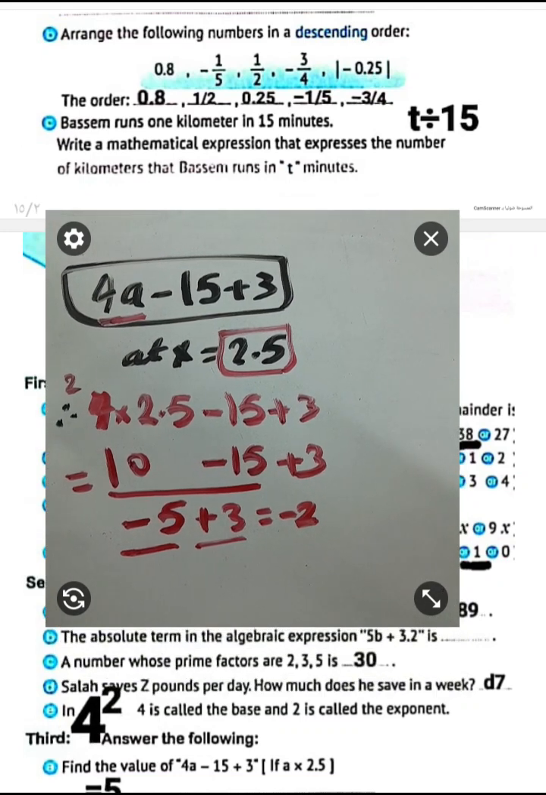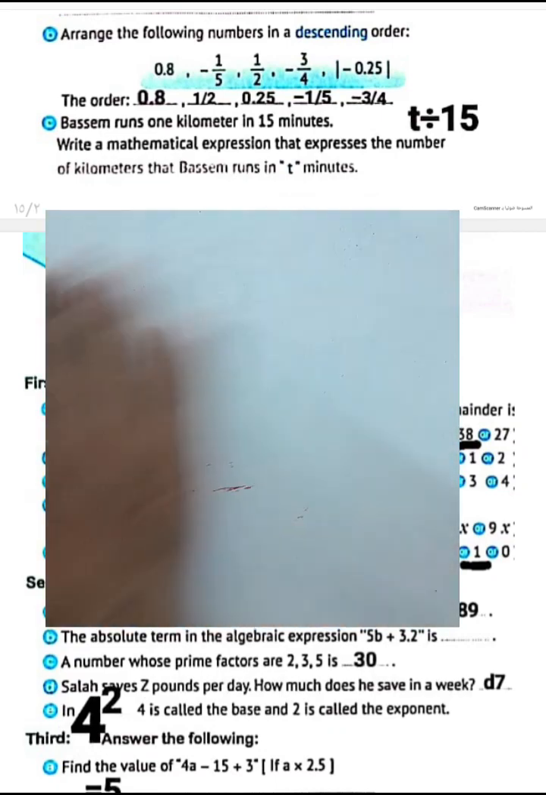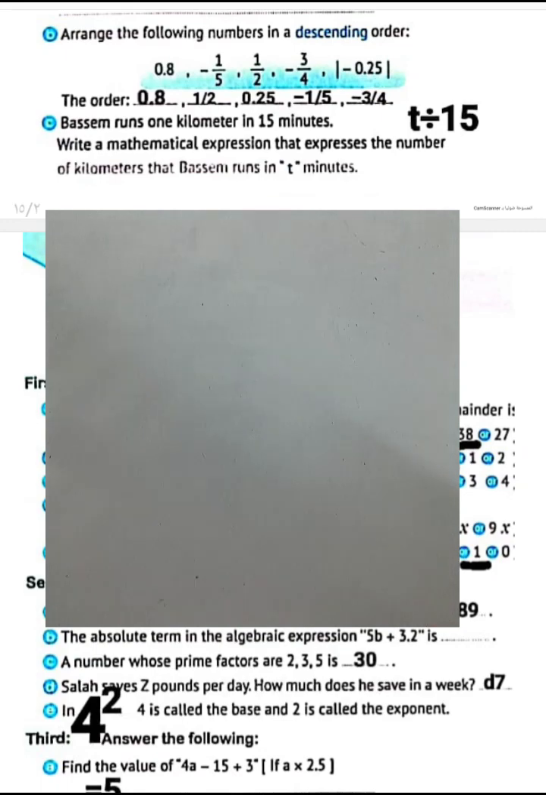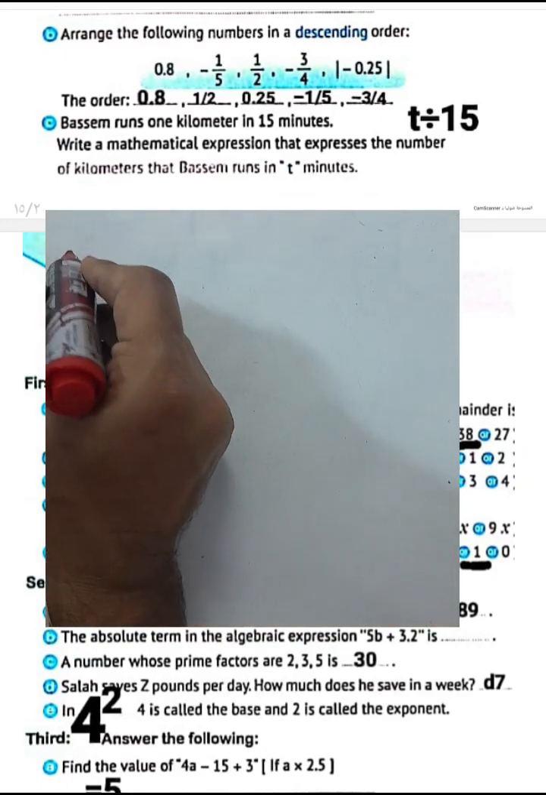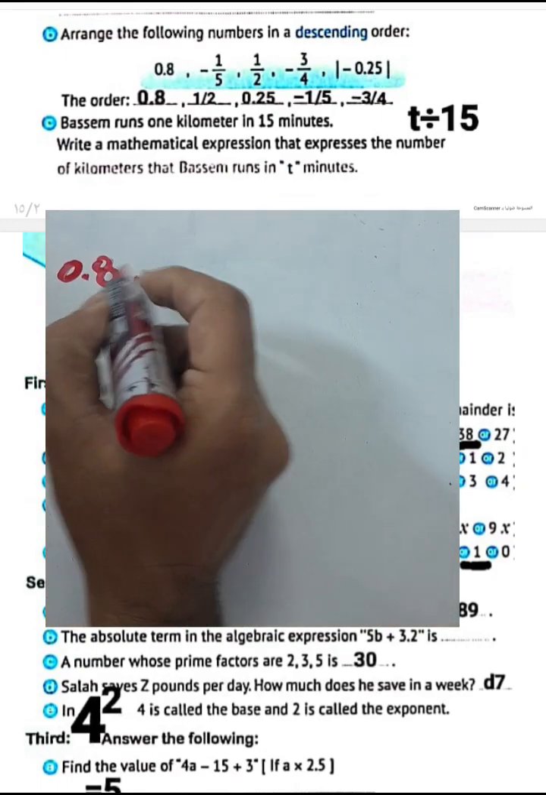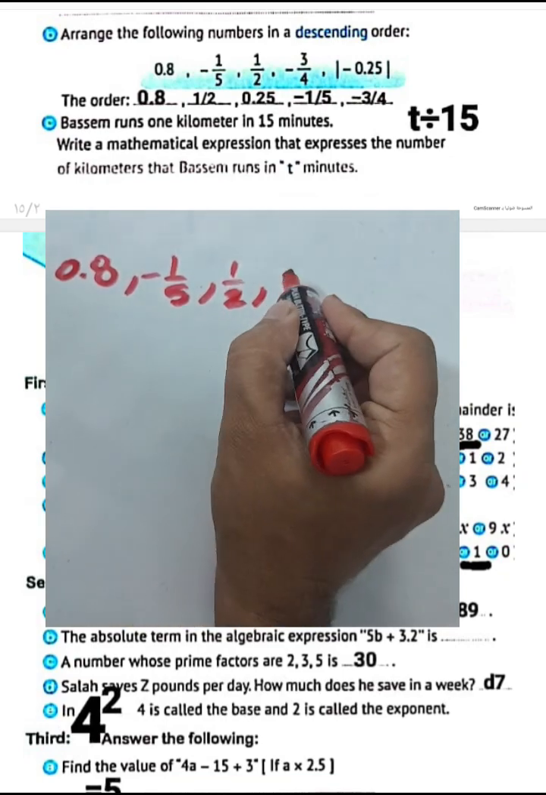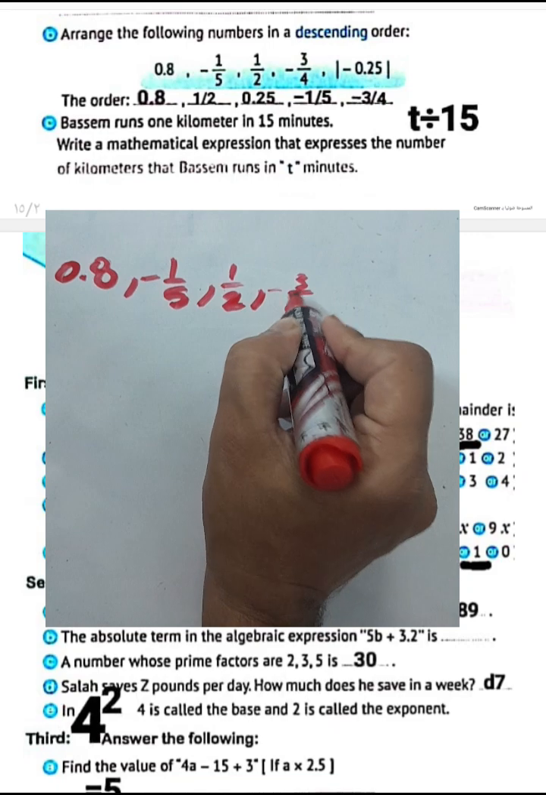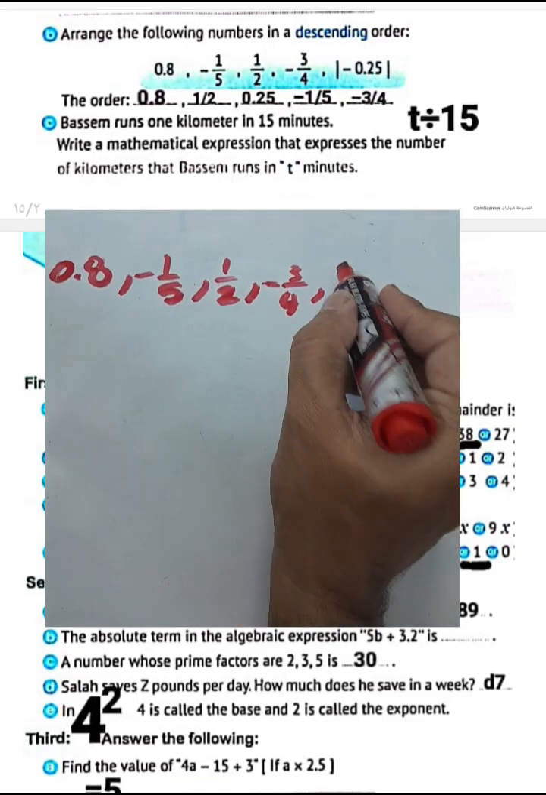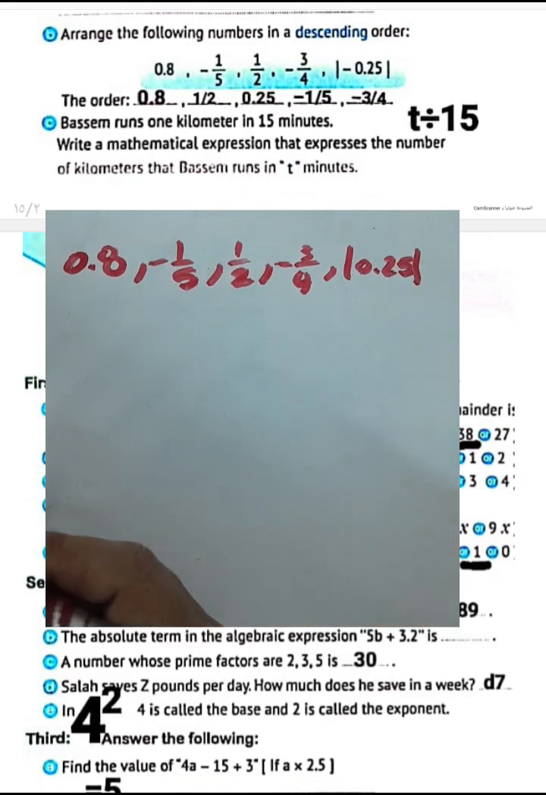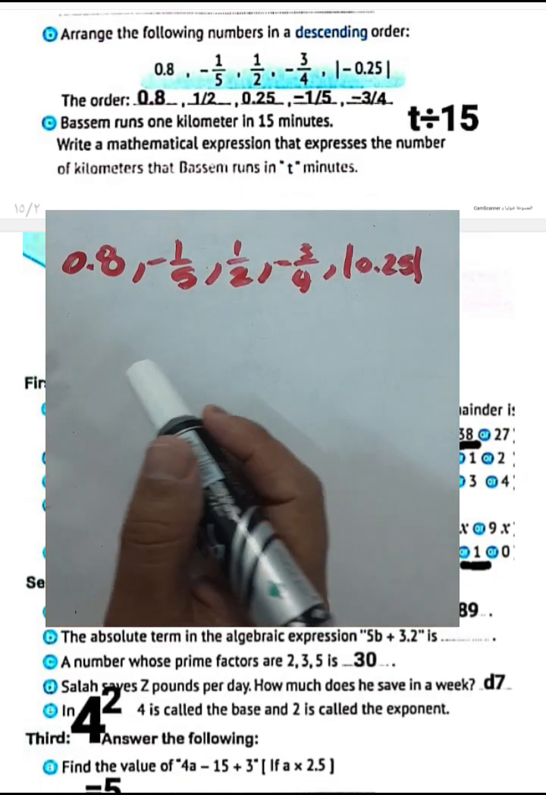Arrange the following in descending order. Descending means what? From greatest to smallest. We have 0.8, and negative 1 over 5, and 1 over 2, and negative 3 over 4, and the absolute value of negative 25 hundredths. Okay, first you must solve all these fractions here, convert them to decimals.